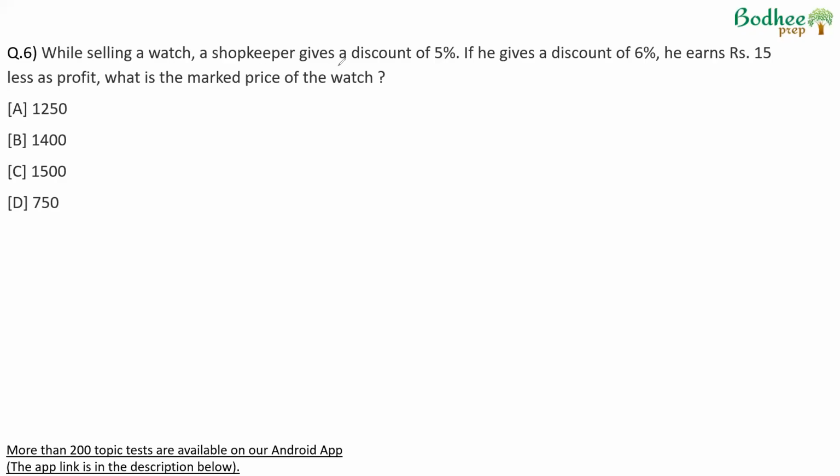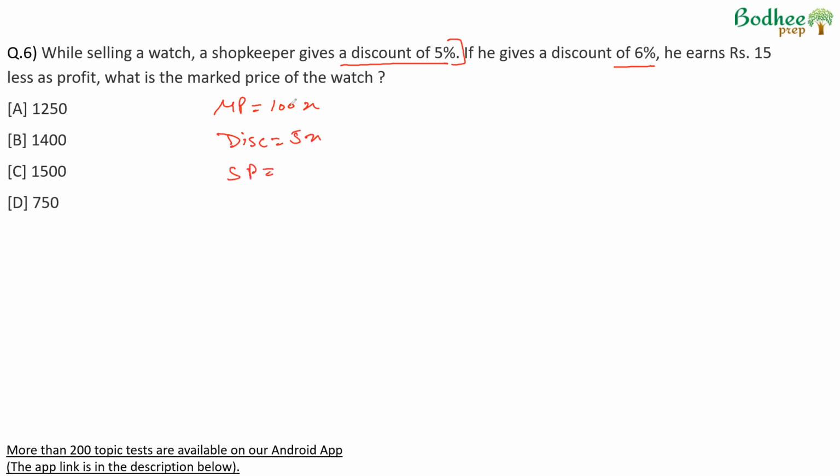While selling a watch, a shopkeeper gives a discount of 5%. If he gives a discount of 6%, he earns 15 less as profit. Suppose the marked price is 100x. In the first case, the discount is 5% of this, which is 5x.